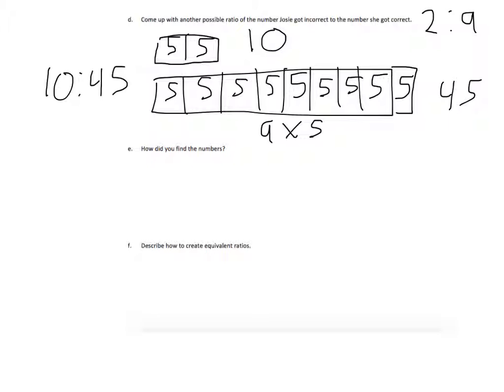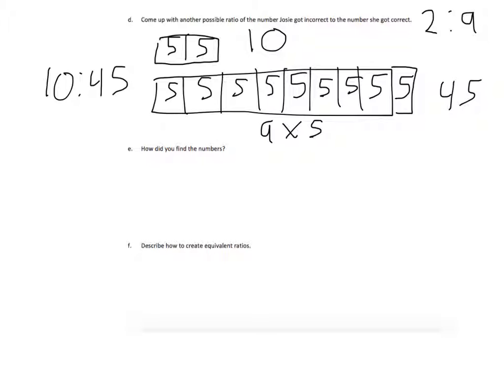You could have picked any number to go inside the box. As long as you put the same number in all the boxes on the top and the bottom, you would have gotten an equivalent ratio, or a ratio that would have worked. So let's look at the next question. How did you find the numbers? Well, all we did was we picked a new number, here 5, and we multiplied it. See how we did 9 times 5? Times the original ratio. So 2 times the 5 got us 10, and 9 times the 5 got us 45.